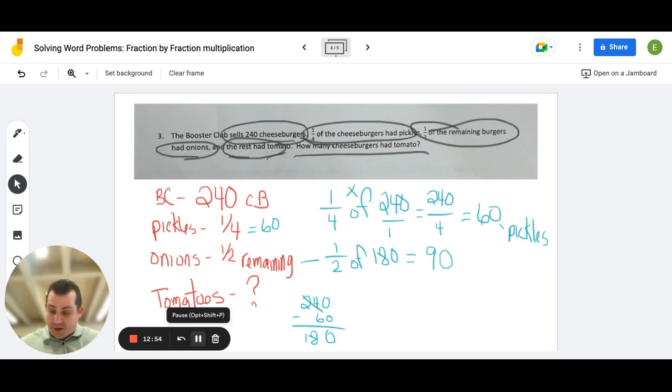Or you could multiply it across and get 180 over 2, which is the same thing we just did, 90. So we had 180 burgers. Now 90 of them, this is onions. So now we had 180. Subtract the 90 that had onions. That's 90 left. The rest had tomato. So it's 90 had tomato.